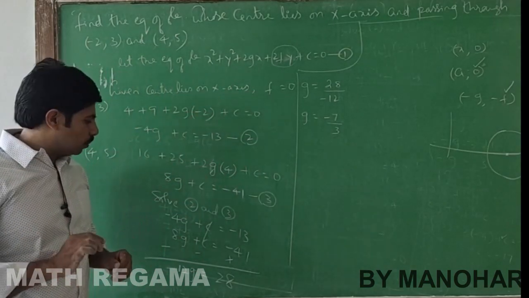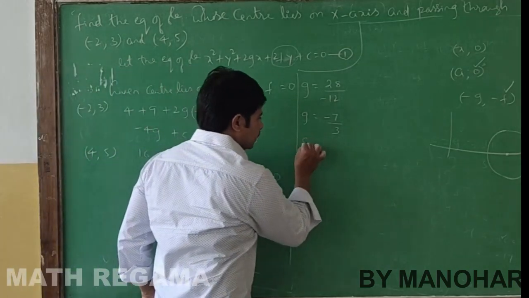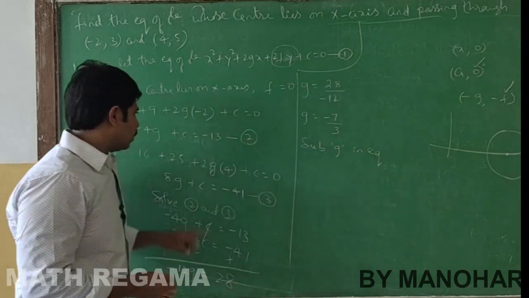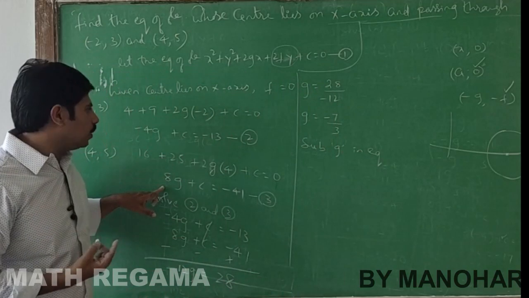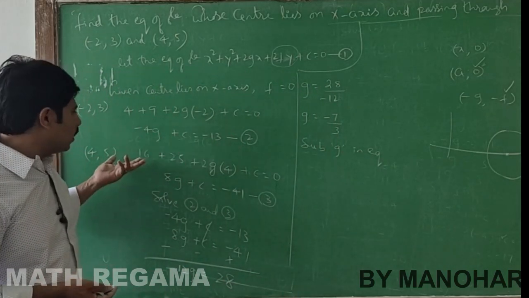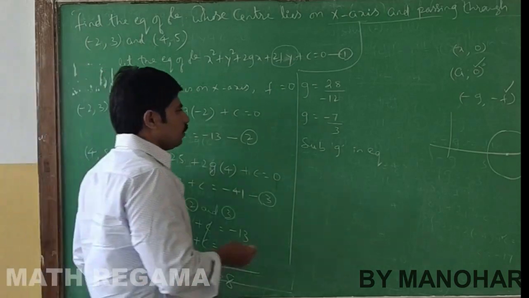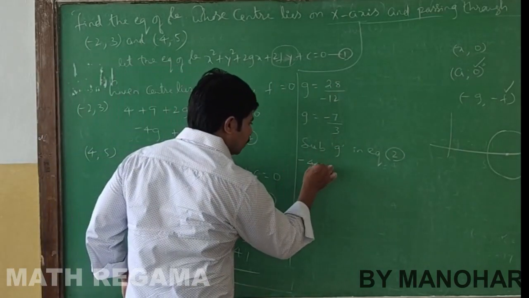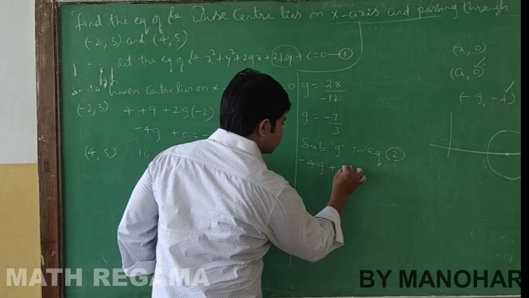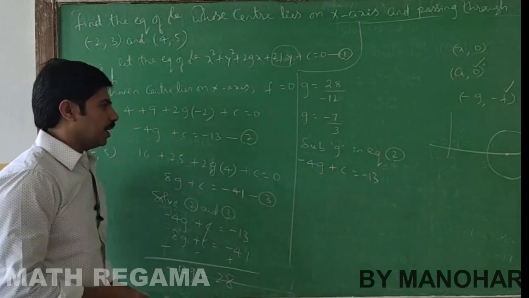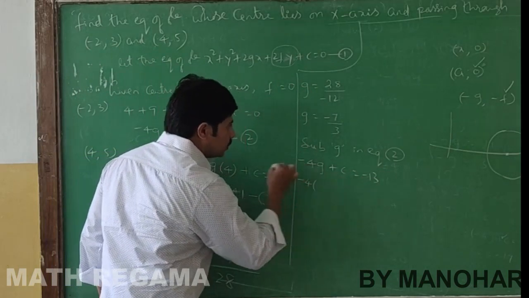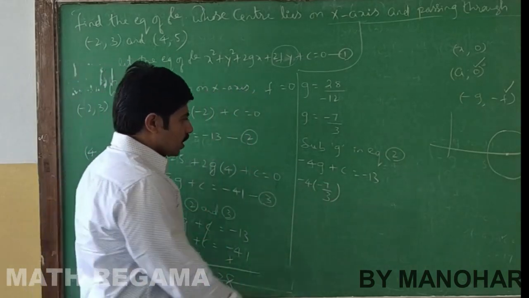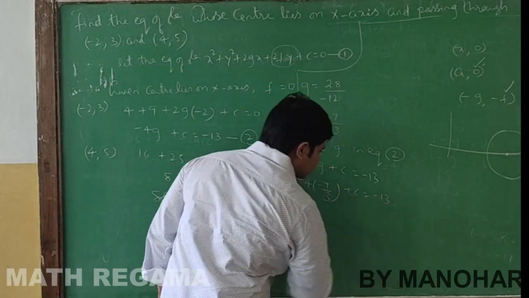After getting g value minus 7 by 3, we also have f value. Only what we need is c value. So substitute g value in equation 2 or 3. Any one you can use so that you get c value. We use equation 2. Minus 4g plus c is equal to minus 13. I am substituting: minus 4 into g value minus 7 by 3, plus c is equal to minus 13.